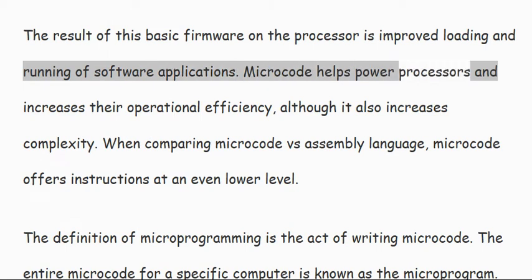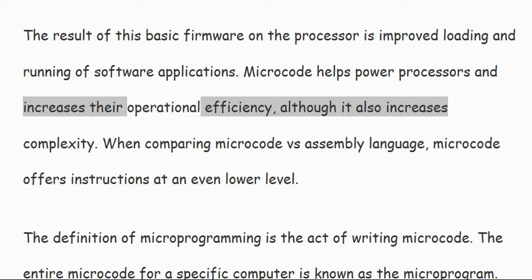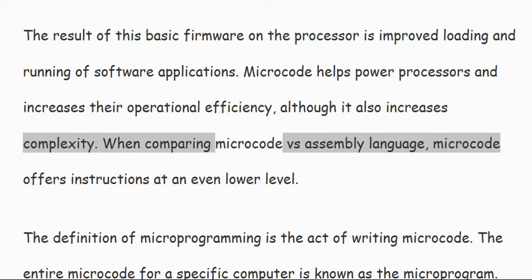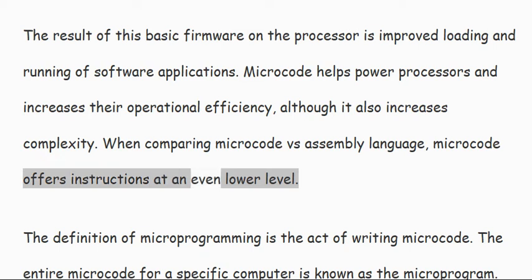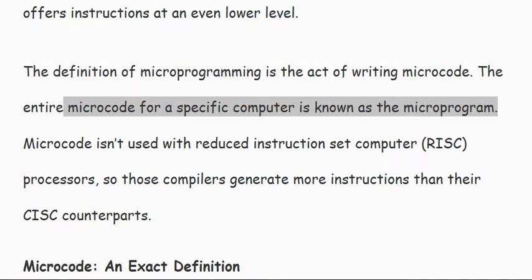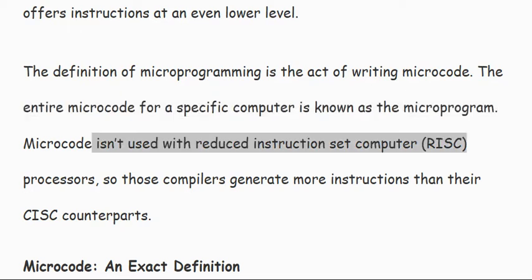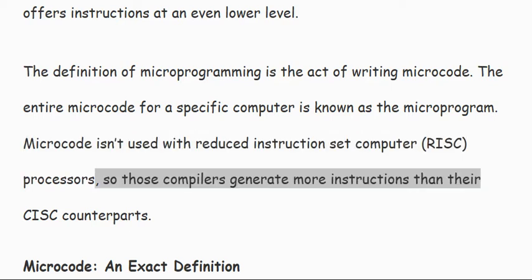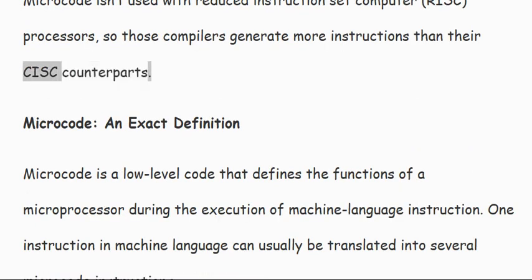Microcode helps power processors and increases their operational efficiency, although it also increases complexity. When comparing microcode versus assembly language, microcode offers instructions at an even lower level. The definition of microprogramming is the act of writing microcode. The entire microcode for a specific computer is known as the microprogram. Microcode isn't used with reduced instruction set computer (RISC) processors, so those compilers generate more instructions than their CISC counterparts.